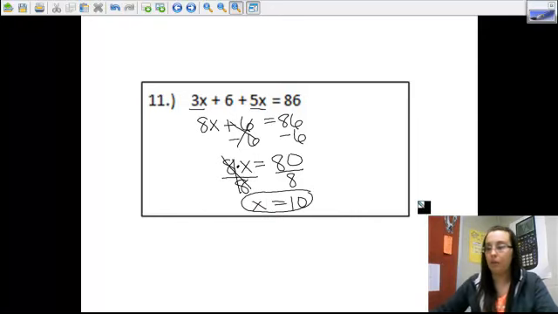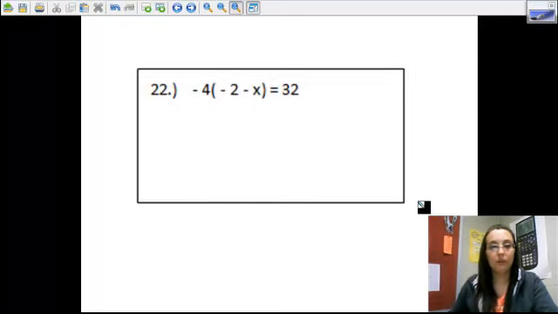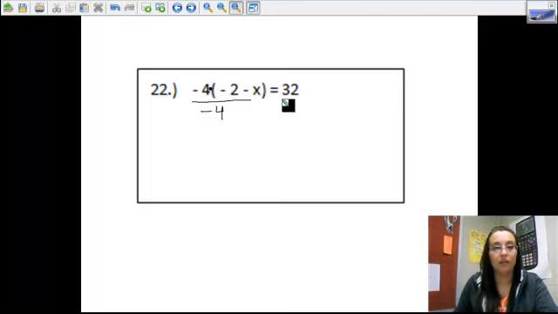Okay, one more example for you here. I've got parentheses. So whatever's inside the parentheses, we're going to do absolutely last. So everything outside of that, we need to undo backwards. Everything outside of that is only just a negative 4 out in front, and this is a negative 4 times the parentheses. So I'm going to undo the multiplication by dividing by negative 4. That goes away, and I'll be left with negative 2 minus x.